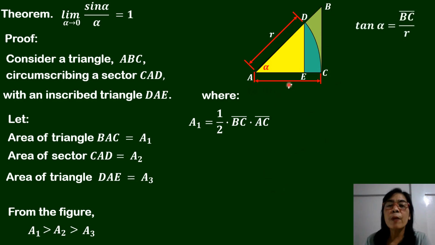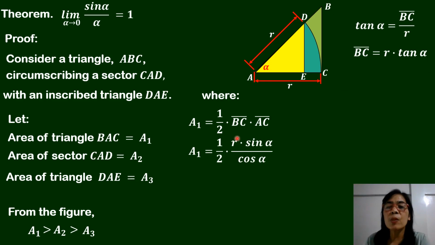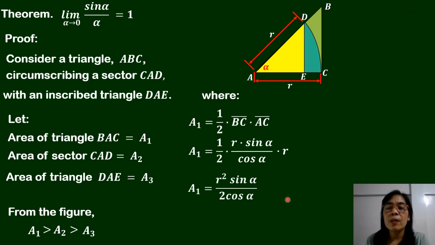AC. Also from the triangle ABC, we have tangent alpha. For the angle alpha, it's the opposite side, BC, over the adjacent side, AC, which is equal to R. So BC then is equal to R tangent alpha. We also know that tangent alpha may be written as sine alpha over cosine alpha. So substituting the values, we have 1/2 times BC, which is R sine alpha over cosine alpha, times AC. Looking at the figure, AC is equal to R. So that gives us A sub 1 is equal to R squared sine alpha all over 2 cosine alpha.